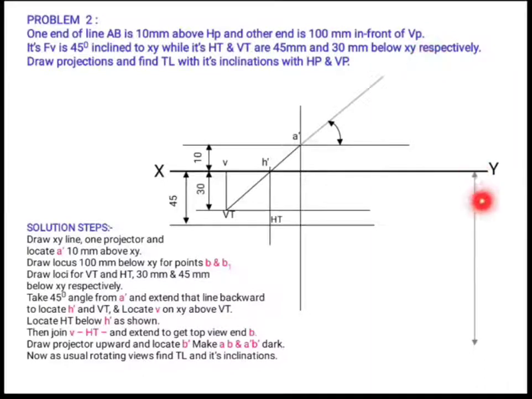So 100 millimeter below the XY line, we can mark the locus line for B. Now I am joining the points V and HT and extending that to the vertical projector through A dash to get the point A. And again I am extending it to get the point on the locus line of B. So points A and B are obtained.